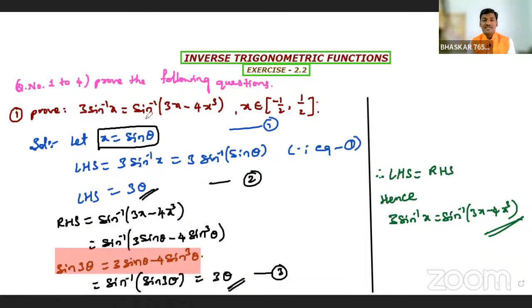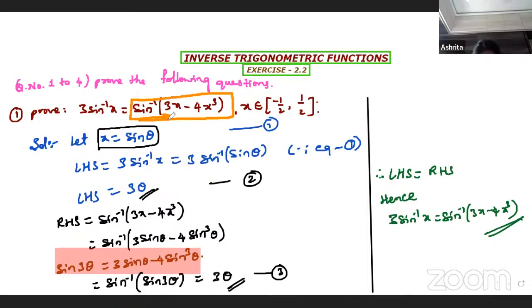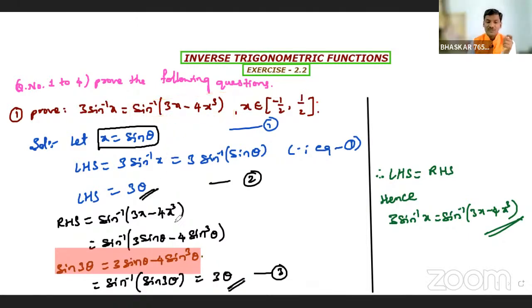Now, what is the RHS here? Sine inverse of 3x minus 4x cube. In this also, in place of x, I am substituting sine theta. So 3x becomes 3 sine theta, and 4x cube becomes 4 sine cube theta. Sine theta whole cube is nothing but sine cube theta.